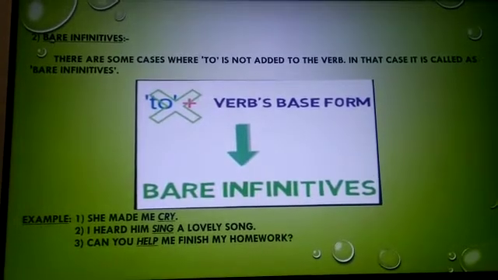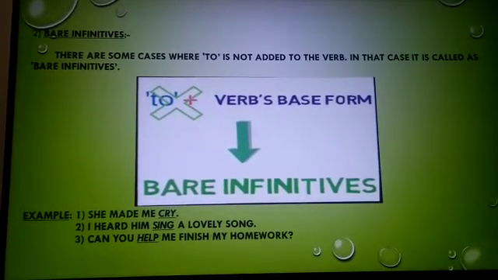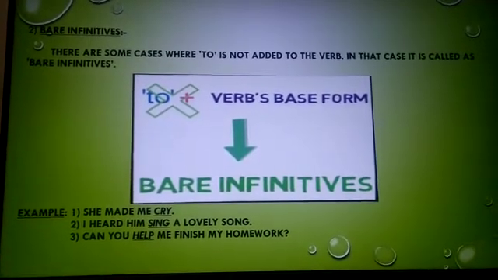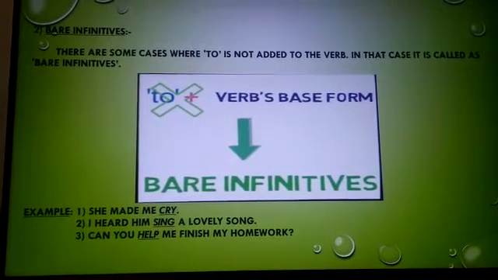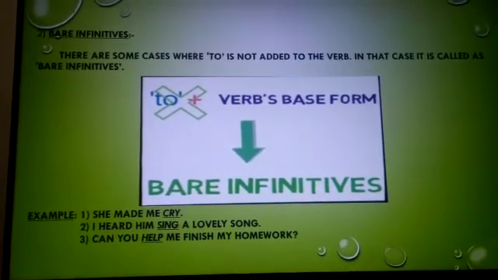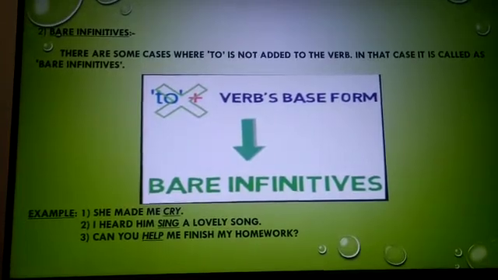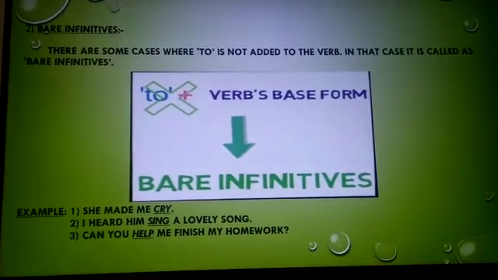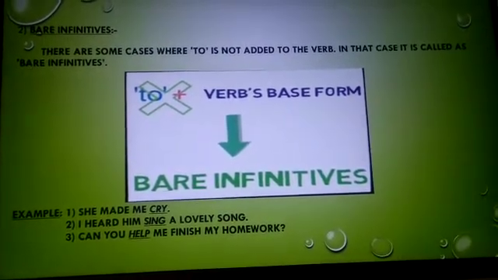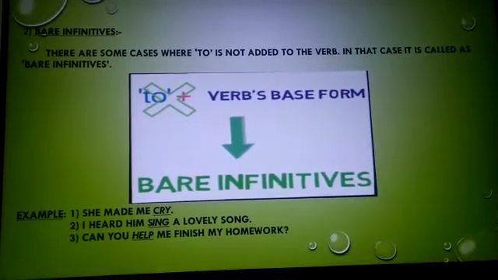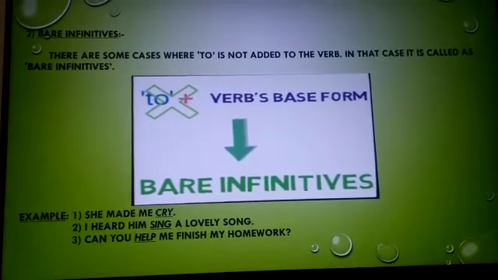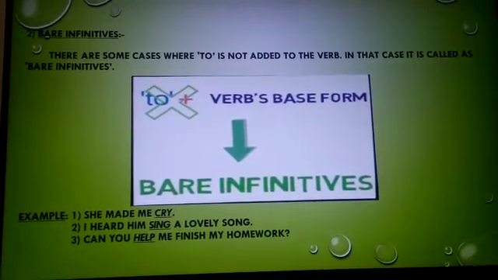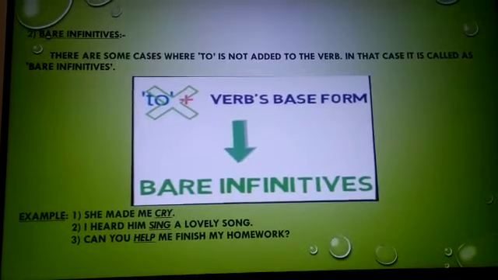Third one: can you help me finish my homework? Here we can see that finish is a bare infinitive as there is no to added in the sentence. So whenever there are sentences where to is not there at all and the verb is standing alone, then it is called a bare infinitive. So students, I hope that you have understood to infinitives and bare infinitives. Whenever the sentence has to plus verb, then it is called a to infinitive. Whenever the sentence doesn't have to, then it is called a bare infinitive.